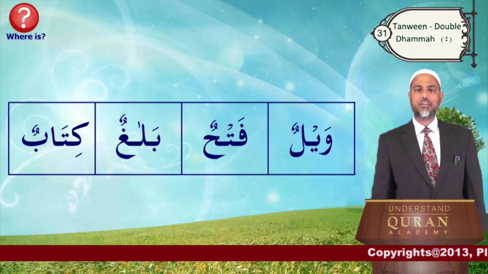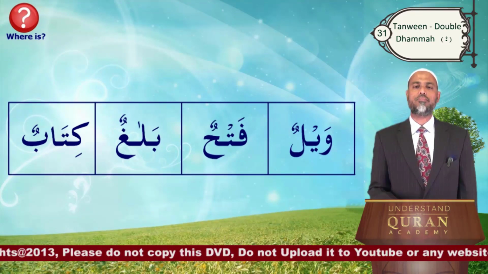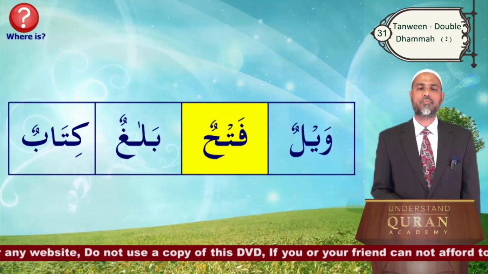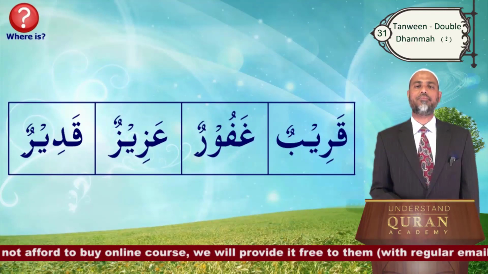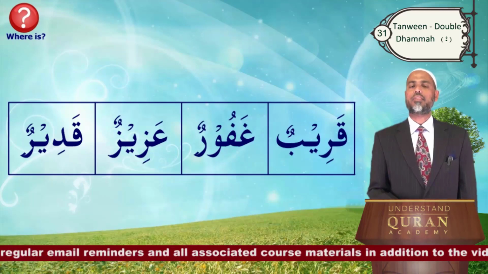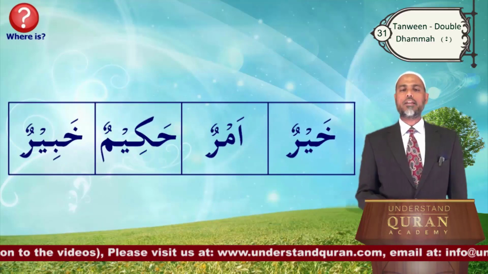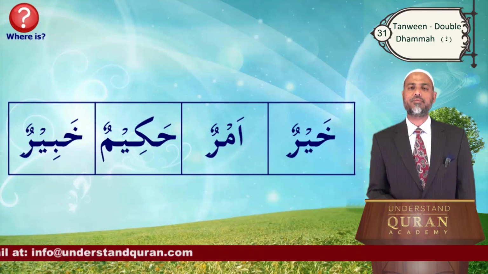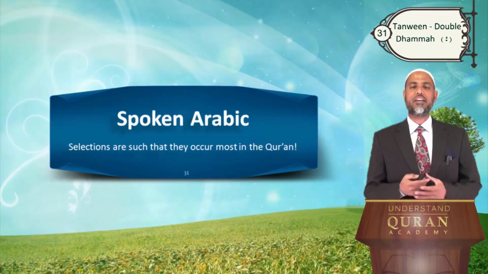Let's play a game now. Where is Fathun? The second one, mashallah. Where is Azizun? The third one, mashallah. Where is Amrun? Very simple, huh? Amrun, the second one, mashallah.